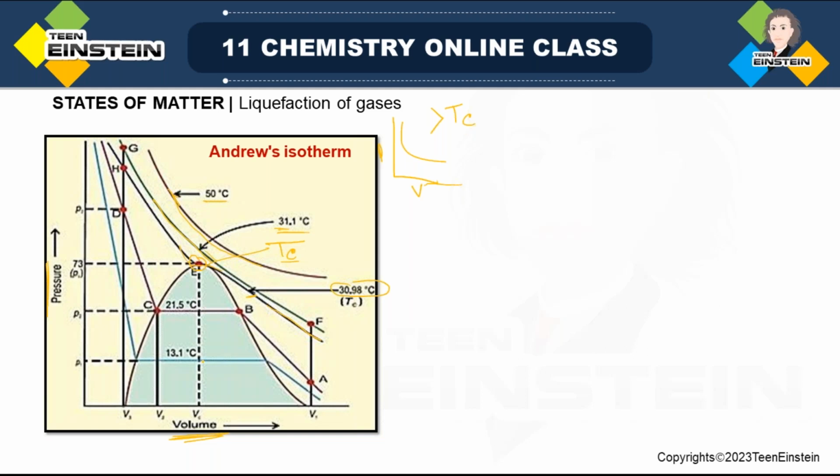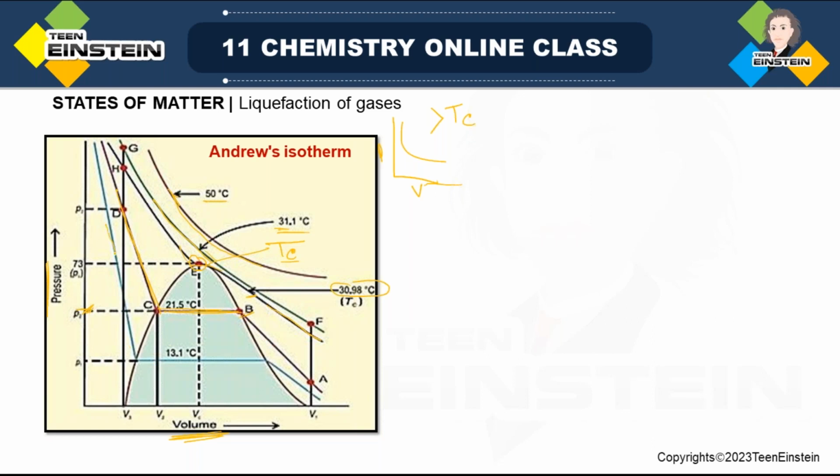But just look below TC. Now the nature of the curve, it is like this. It is gradually moving down. Then there is a zone where pressure is fixed because this line is parallel to the volume axis. That means pressure is fixed. Then once you reach the point B, it is again decreasing.